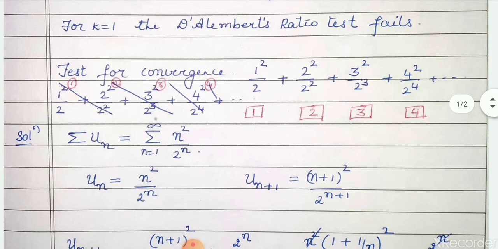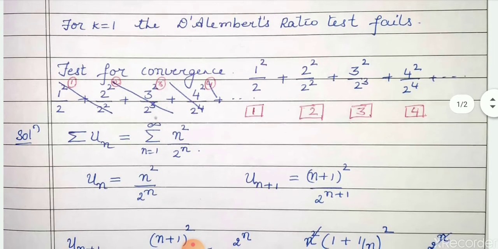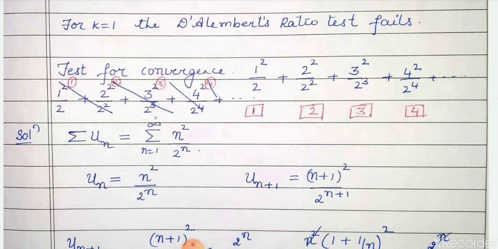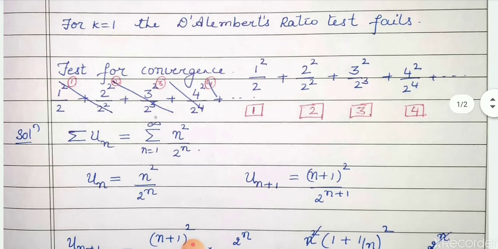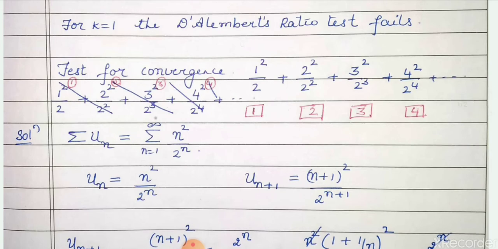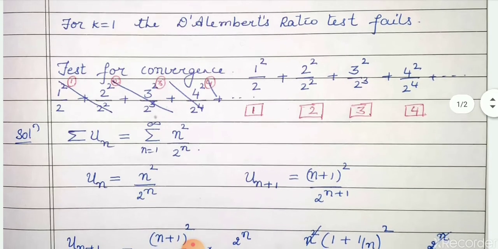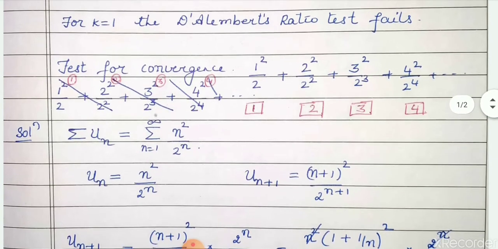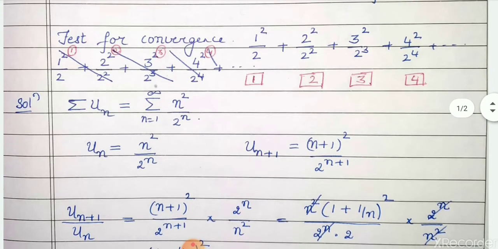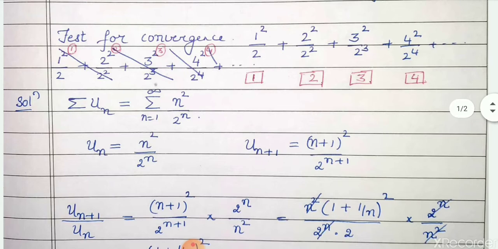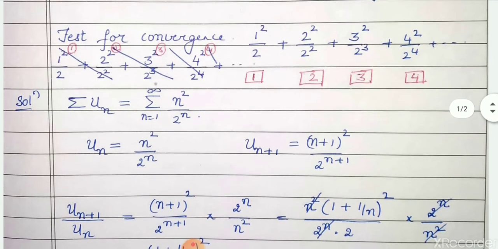So we can see the numerator terms are 1 square, 2 square, 3 square, 4 square. So the nth term in the numerator is n square. Denominator has 2 raised to 1, 2 square, 2 raised to 3, 2 raised to 4. So the nth term is going to be 2 raised to n. So we start by writing the summation positive term series sigma un, which will be equal to sigma n square divided by 2 raised to n for n equal to 1 to infinity.